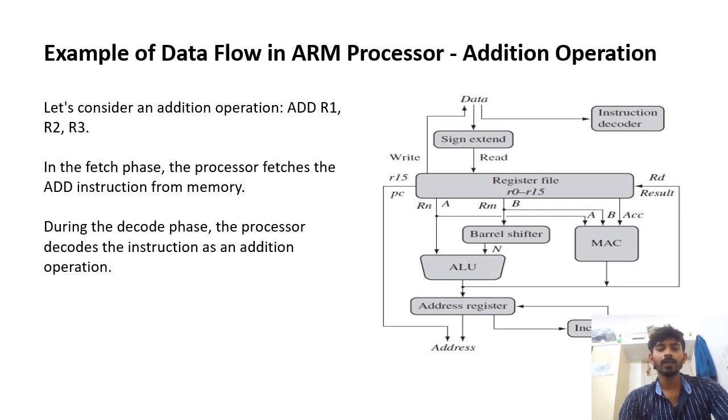Here is an example of data flow in the ARM processor: an addition operation. Let us consider the addition operation ADD R1, R2, R3. In the fetch phase, the processor fetches the ADD instruction from the memory, and during the decode phase, the processor decodes the instruction as an addition operation. And this is the example flowchart of data flow in the ARM processor.